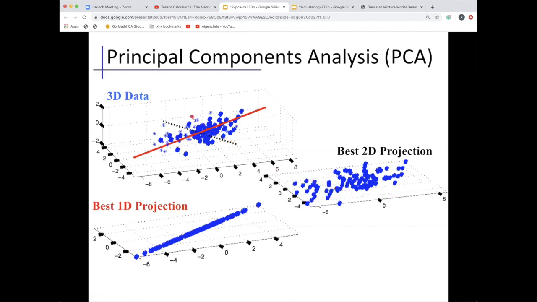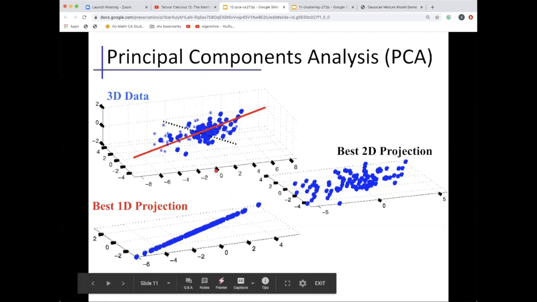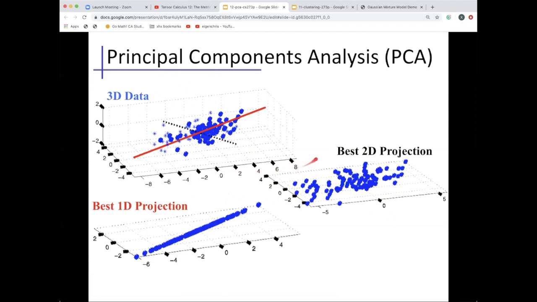Well, I need to identify the second direction. The second direction will be the direction that is orthogonal to this one here. You can think about this: there's a plane here that is orthogonal to this direction. And then within that plane, you want to identify the direction that maximizes the variance. If you do that, you will identify the second principal component. So that will be this side here. That will be the two-dimensional projection.